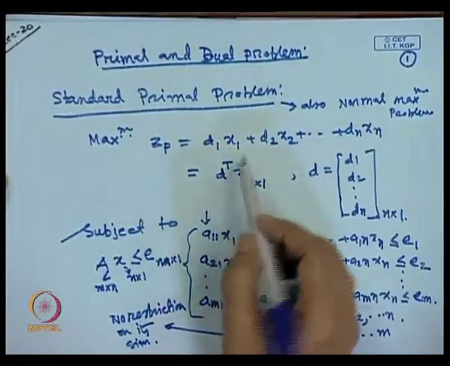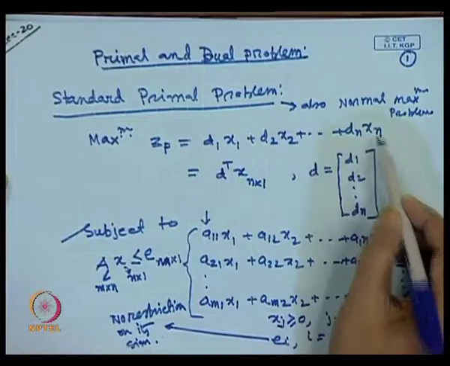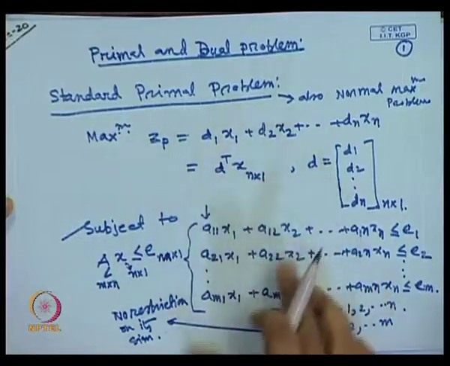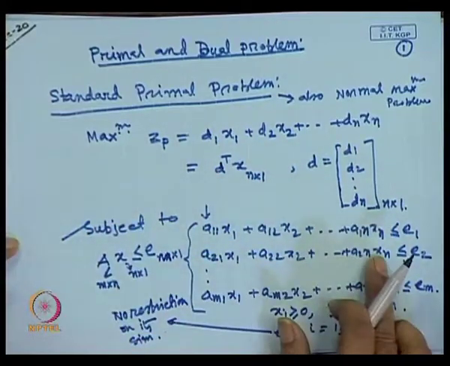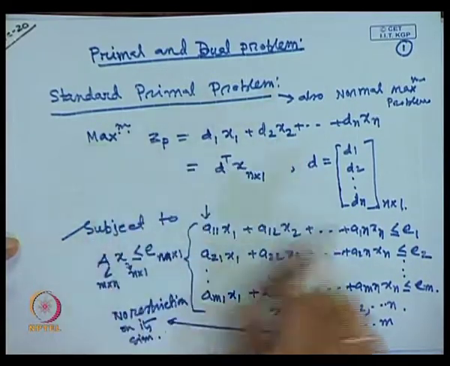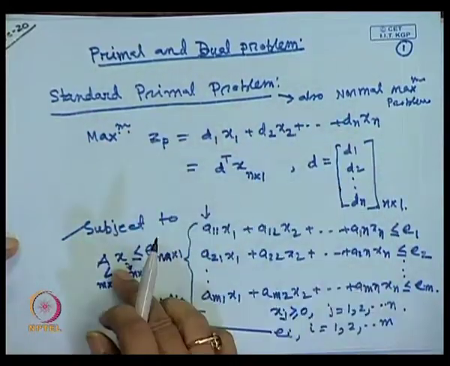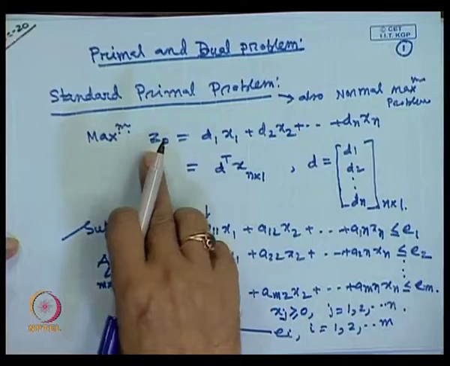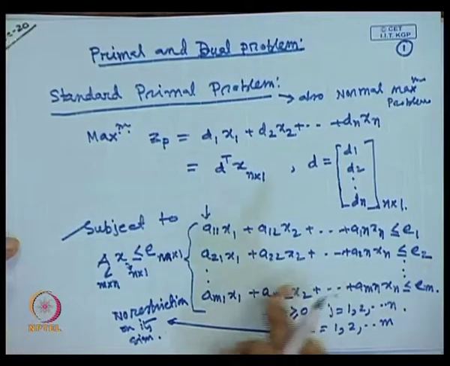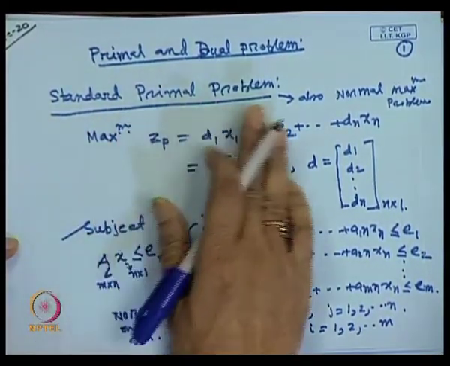Last class we discussed the primal and dual problems. The standard primal problem is this way: maximize a linear function, where x1, x2 dot dot xn are the design variables, which you can write in vector form like this, subject to a set of linear inequality constraints, which you can write as Ax less than or equal to E. This type of form, with linear expressions either in the objective function or in the inequality constraints, is called the standard primal problem.